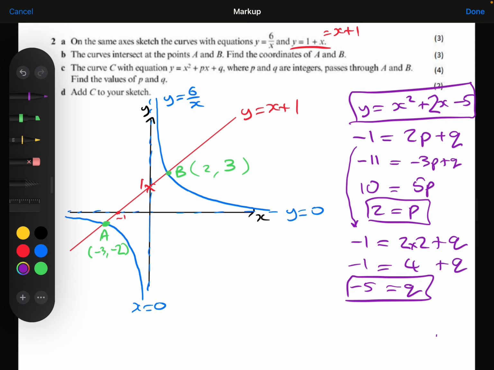Part D, add c to the sketch. So we've got a quadratic that goes through points A and B. It's going through the point minus 5 on the y-axis. Our y-intercept is minus 5. So minus 5 is, I'm going to put it roughly about here. And my quadratic is going to look like this. So there's c, there is my y equals x squared plus 2x minus 5.